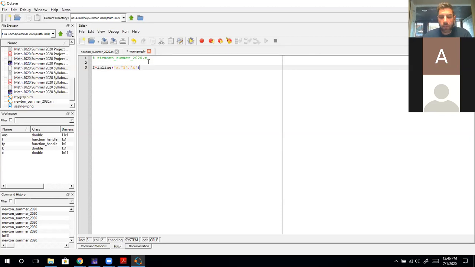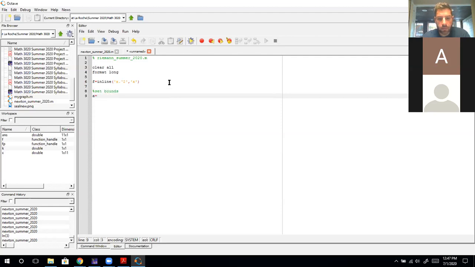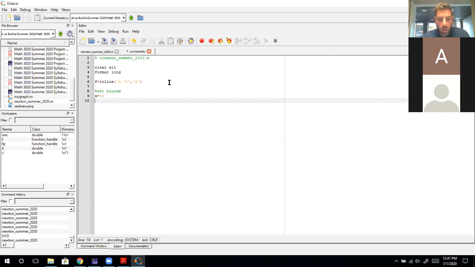Now I've used f in another file, so just to be safe, I'm going to put clear all at the top, so it doesn't know what f is anymore. And then I'll even put format long. And so here's the function we want to integrate. And then we can do things like set our bounds. In general, what are our bounds? We call them a and b. So here in this problem, a is 0, and then b equals 1.